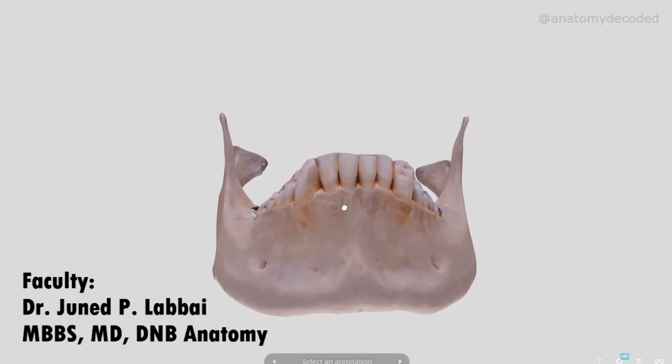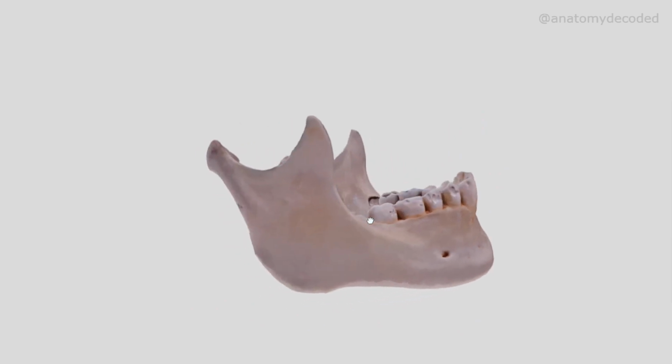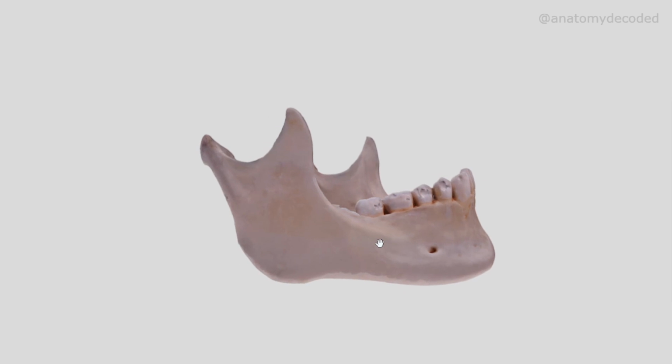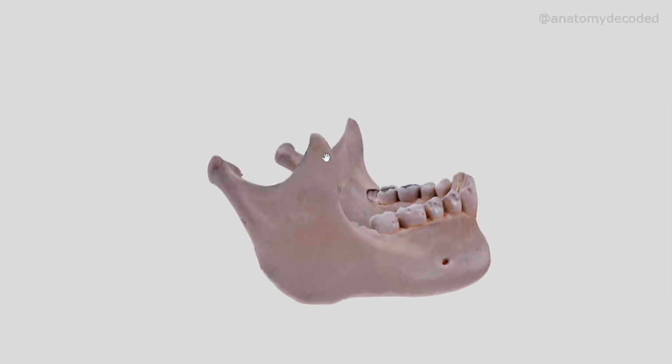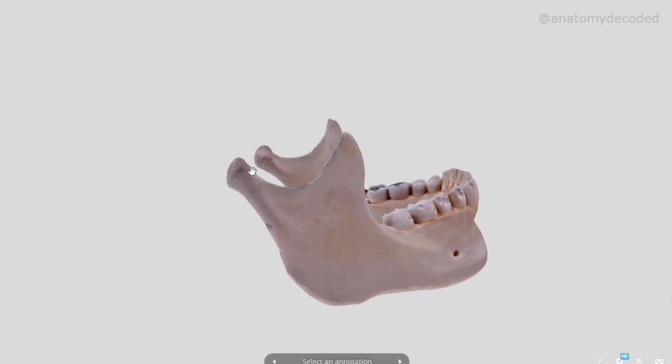Okay, so here is the mandible bone that we can see. It is the bone of the lower jaw. It's a part of the skull. Basic parts first, let us see. This is the body of the mandible. This is the ramus of the mandible. The ramus has got this projection called as the coronoid process, and this is the condylar process.